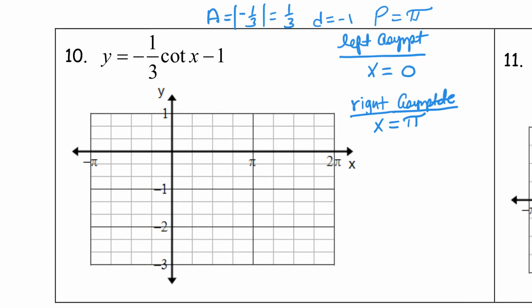We're going to graph number 10. We have y equals negative 1/3 cotangent of x minus 1. I do know that the amplitude is 1/3. I know that the value of b is 1. And I know that the value of d is negative 1. So what I'm going to do is go ahead and graph the new midline.